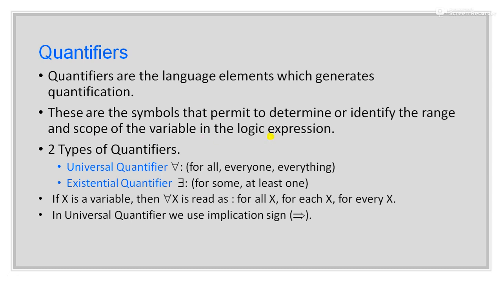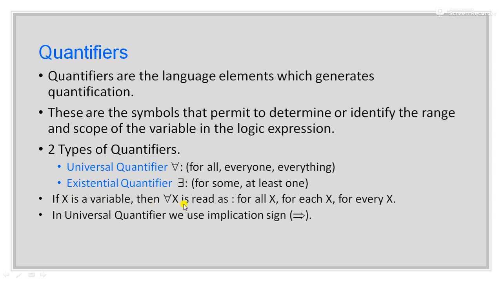In predicate logic we have two quantifiers. First is the universal quantifier. This is the representation sign of the universal quantifier, and the universal quantifier represents for all, everyone, everything. The second quantifier is the existential quantifier. It is represented by using this sign, and the existential quantifier can be used for some, at least one. If x is a variable, then for all x is read as, that means universal quantifier x is read as for x, for each x, for every x.